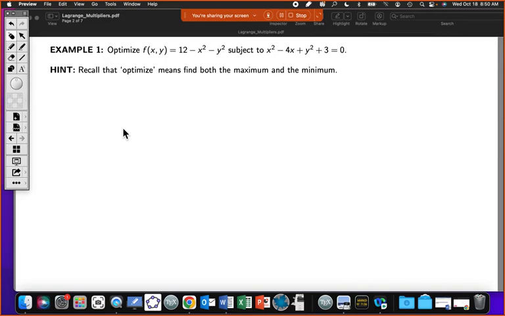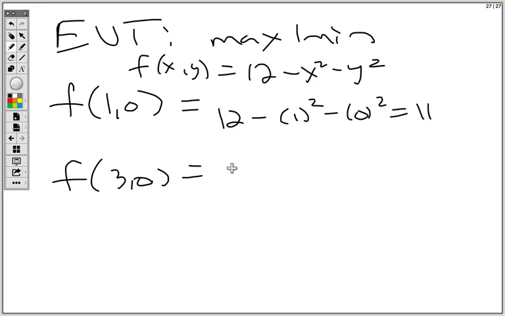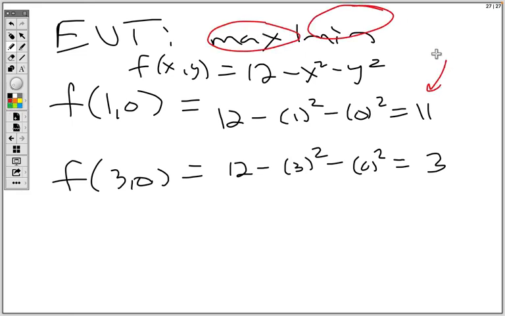What was the original function? 12 minus x squared minus y squared. Nice friendly paraboloid. That's 11. 12 minus... It's going to be 3. So since we're guaranteed a max and a min, this number must be the what? That's got to be the max, and this must be the what? Min. You follow?